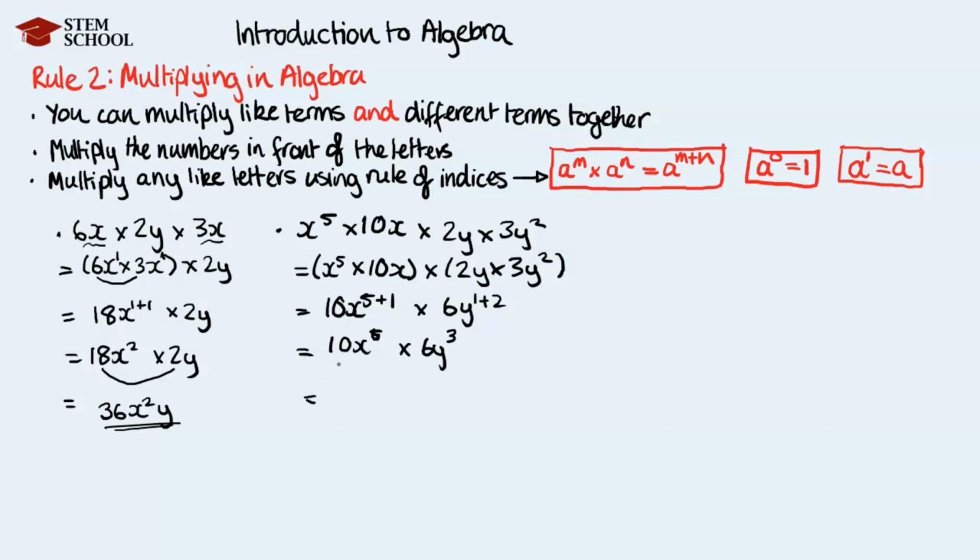Now we do the same thing. You multiply the numbers in front of the letters, so it'll be 10 times 6, and that'll be 60. There'll be x to the power of 6 y cubed. And it's as simple as that.